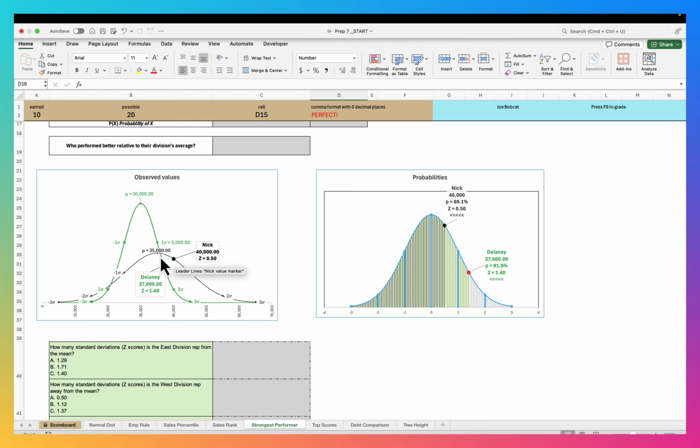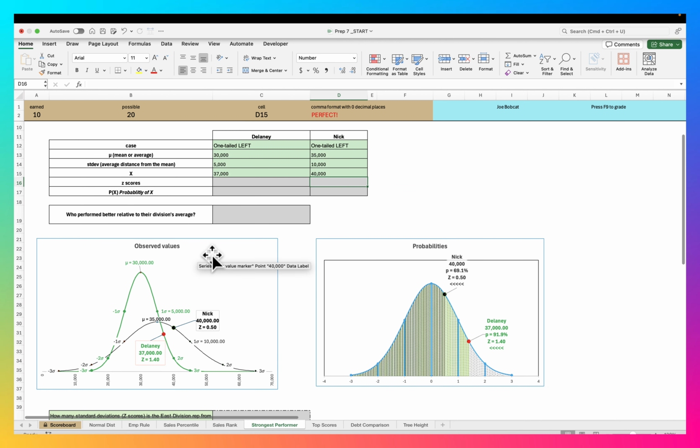Nick, on the other hand, his division has a mean of 35,000, and he's not even 1 standard deviation above the mean. So just based on this alone, you would say that Delaney is performing better relative to her division than Nick, even though her sales are lower. Maybe in her division it's harder to make sales. Her sales are at 37, whereas his are at 40. But relative to her division, she's performing better than Nick. And we're going to work all this out numerically.